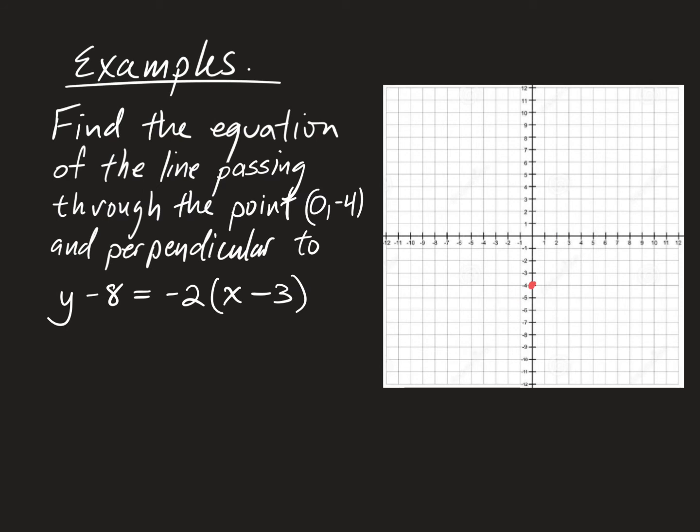In this example, we're going to change it up a little bit. We're still going to find the equation of a line passing through the point (0, -4), already plotted here, and perpendicular to this line. So you can see this line is already in point-slope form. So we could even graph this one if we wanted to. The last example was a little gross. And so I will, in fact, graph this line. I'm going to go ahead and graph it in yellow.